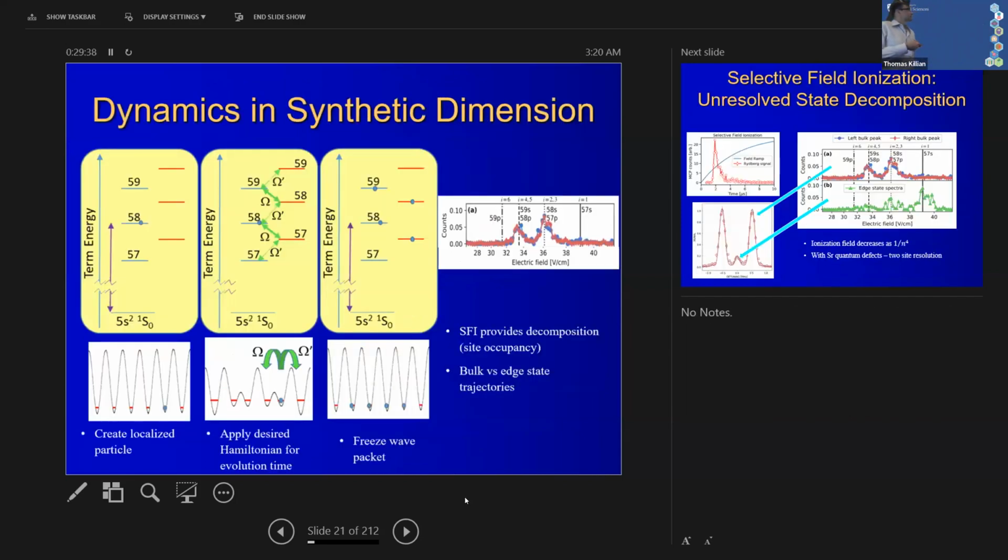The way we do a dynamics experiment is we turn off the millimeter wave, which is essentially like making a very, very deep lattice in the synthetic space with no tunneling. So the states are very, very localized. And if I then promote an atom up into a Rydberg state, it's very localized in that one Rydberg state, localized in that one site of the lattice.